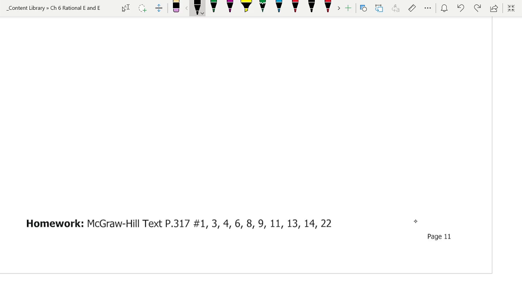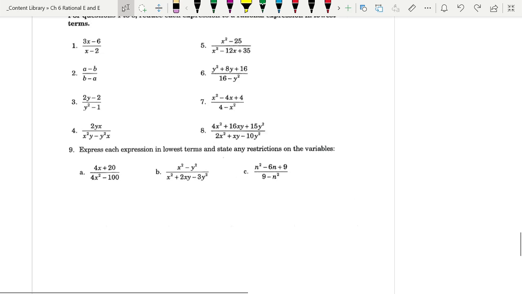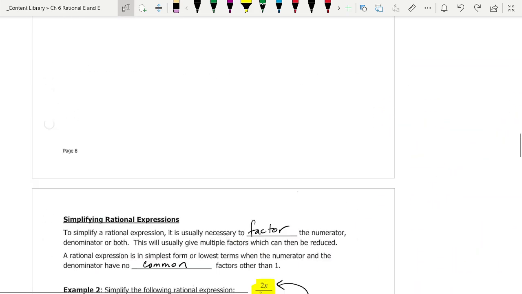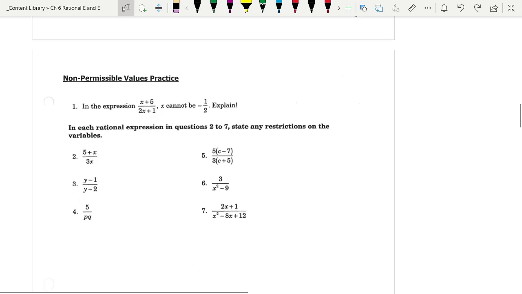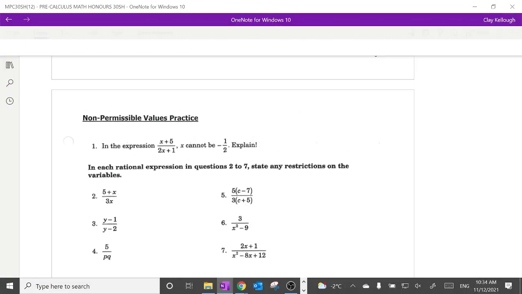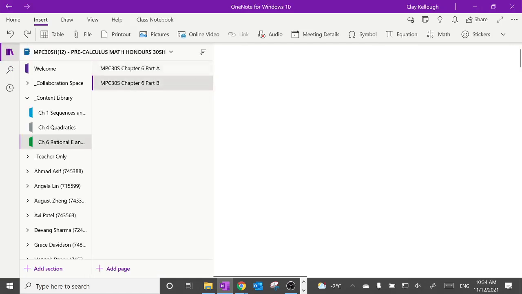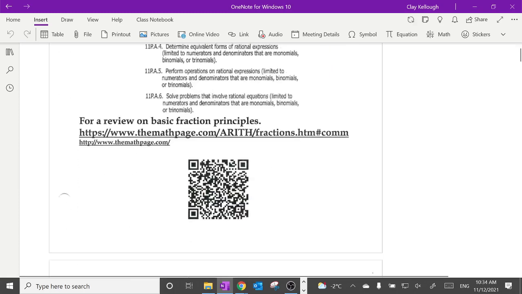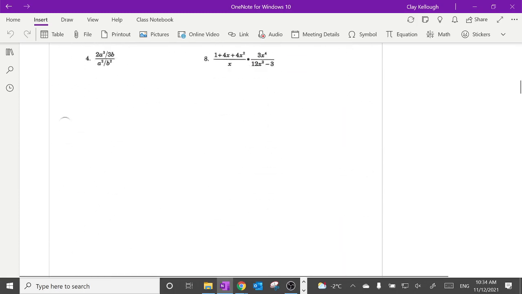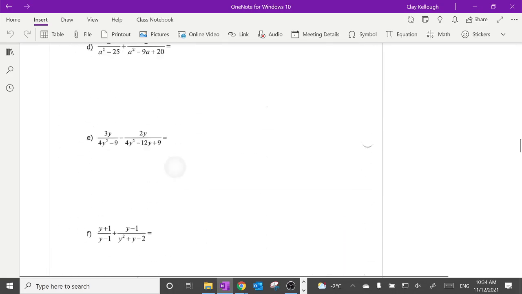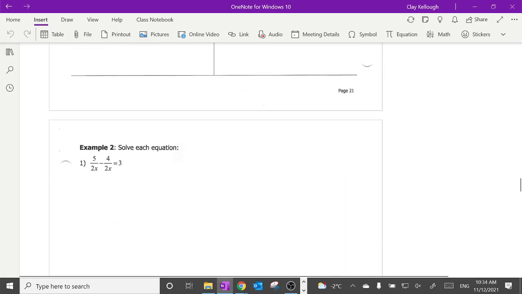Now, the answer key for this is in booklet B. And again, the page numbers got messed up, so you have to look at the title. It's Non-Permissible Values Practice. Let's go to the B one and see what I'm talking about. In the Part B booklet, if you skim to the back, it should have an answer key for everything. The other booklet's much longer than this one.